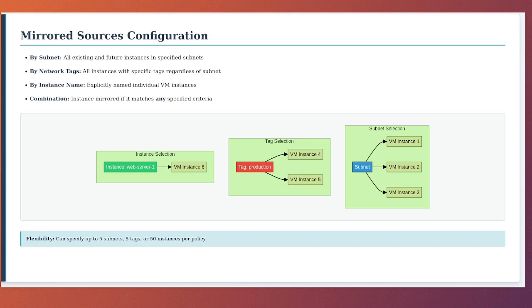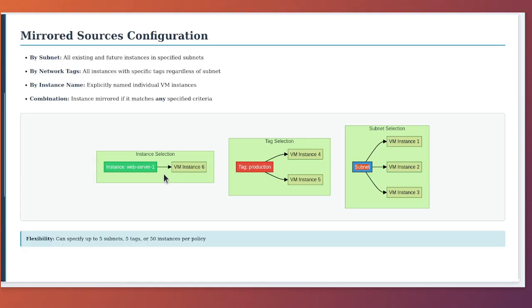The first method is subnet-based selection. When you specify a subnet as a mirrored source, every virtual machine instance with a network interface in that subnet gets mirrored automatically. This includes both existing instances and any instances that are created in that subnet in the future. This approach is particularly useful when you want comprehensive monitoring of entire network segments. For example, if you have a subnet dedicated to database servers, you could mirror the entire subnet to monitor all database traffic without having to update your policy every time a new database instance is added.